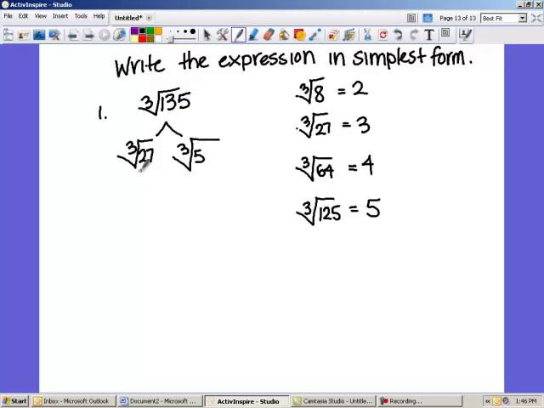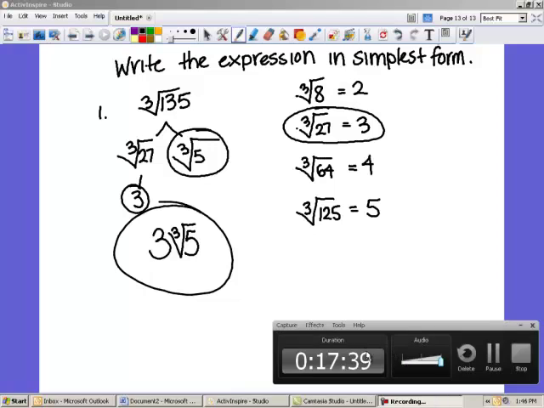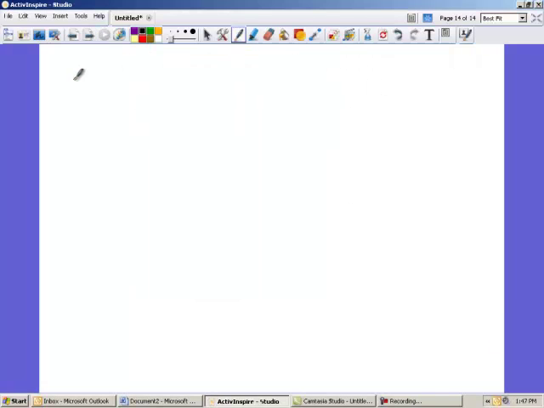Okay, now the cube root, like I said over here, of 27 is a whole number. So that is done. And the cube root of 5, you cannot break down anymore. And so there's your answer. You're going to write them right next to each other. So 3 cube root of 5 is the same as cube root of 135. Move on to number 2.